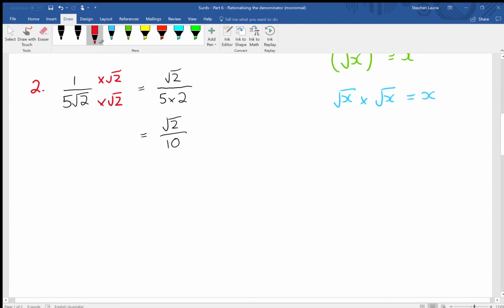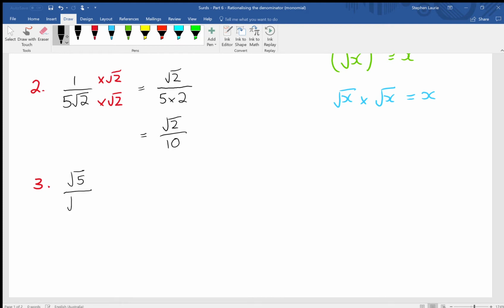Example 3. Root 5 divided by root 12. So here we do have a surd on the denominator, but we've also got a surd in the numerator as well. But it doesn't make much difference apart from the fact that we can simplify first.